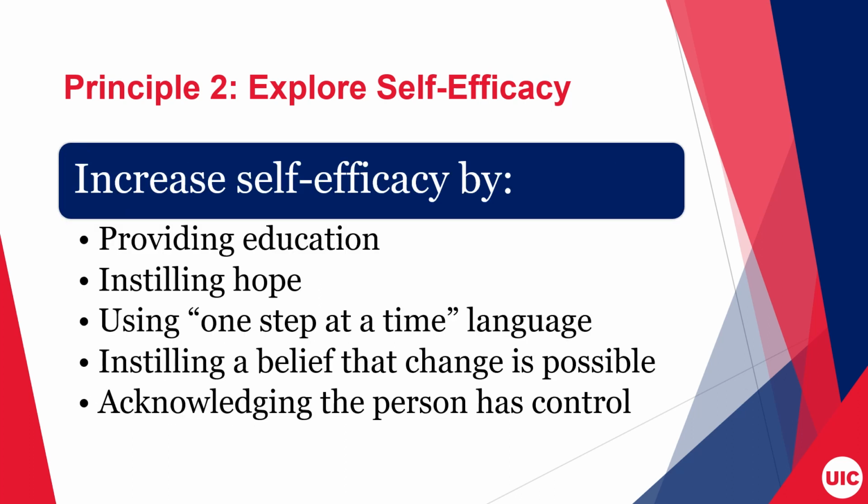Comprehensive program staff can build up a person's sense of self-efficacy by providing education about the program and about the level of effort actually involved. Instilling hope, showing a person the possibilities that exist for their transition. Using one step at a time language that focuses on small steps towards larger change. Helping a person believe that change is possible, often by telling the person that you believe change is possible. And acknowledging that the person has control over their life and their choices.